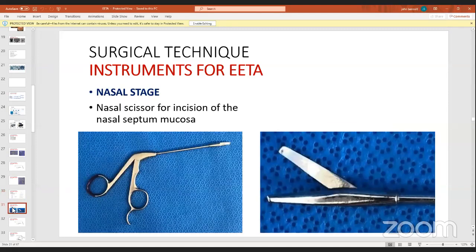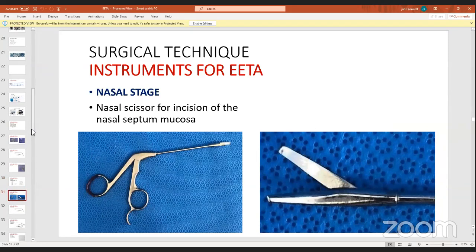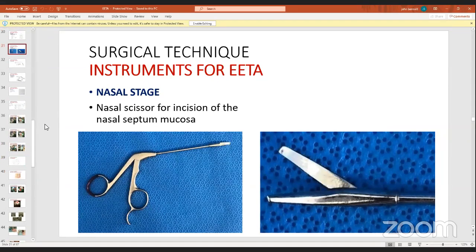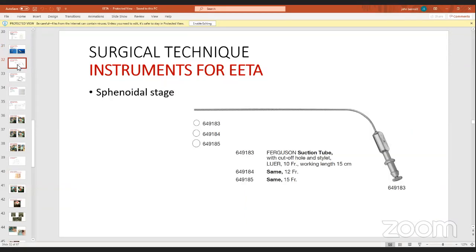Okay, so once you make your incision, you need those kinds of scissors in order to continue making your cut to make the nasal septal flap. The suction cannula is the same.